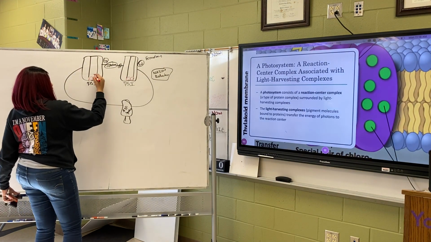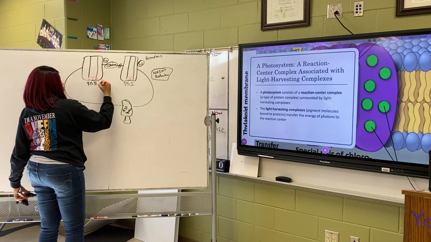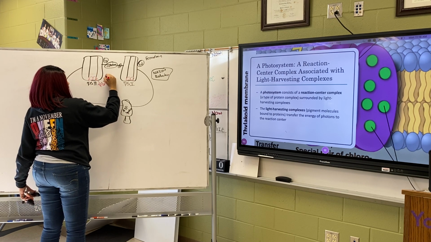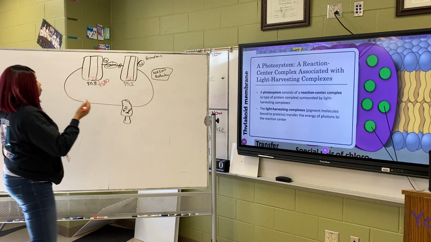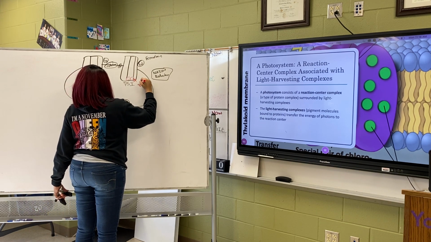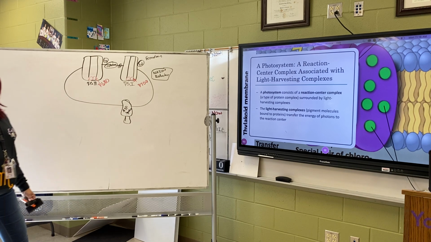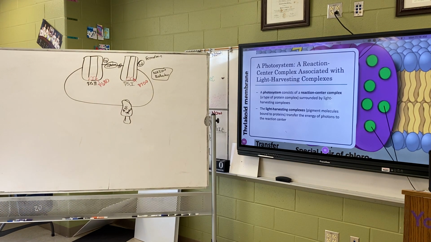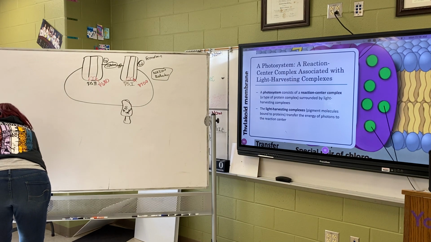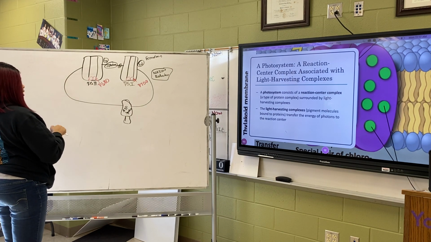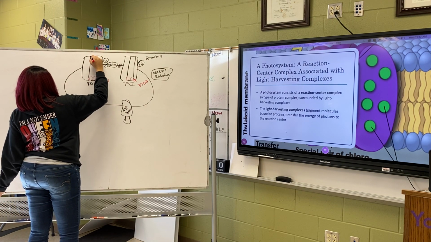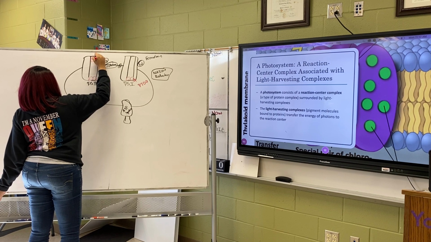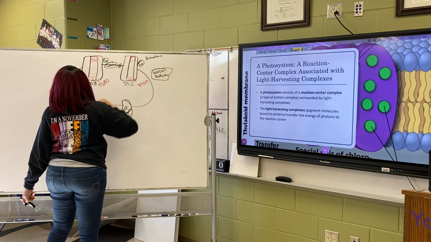All right, so this one found in photosystem 2 is called P680. And that's because it works best when it absorbs 680 nanometers of light. This one is called P700. Guess why? All right, it works best when it absorbs 700 nanometers of light. All right, now in the reaction center, there's also what's called a primary electron acceptor, okay? So both of these have a primary electron acceptor.